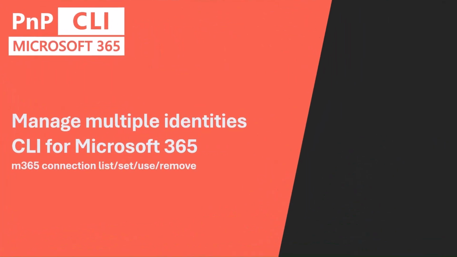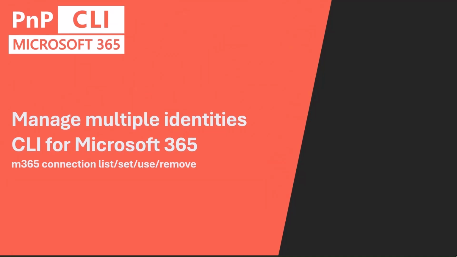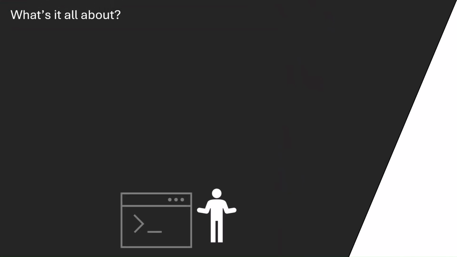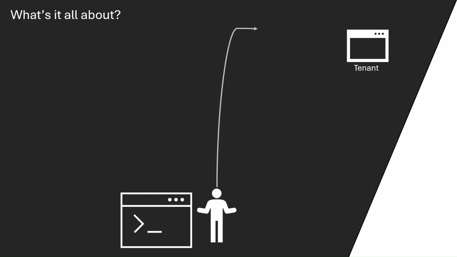Hi everybody, today we're going to check how you can manage multiple identities using CLI for Microsoft 365. So what's it all about? Let's say this is me and I use my terminal to connect to my favorite tenant, which is the dev tenant. This is the favorite tenant of every developer where everything works. And I have a single account, I log in over to my tenant.